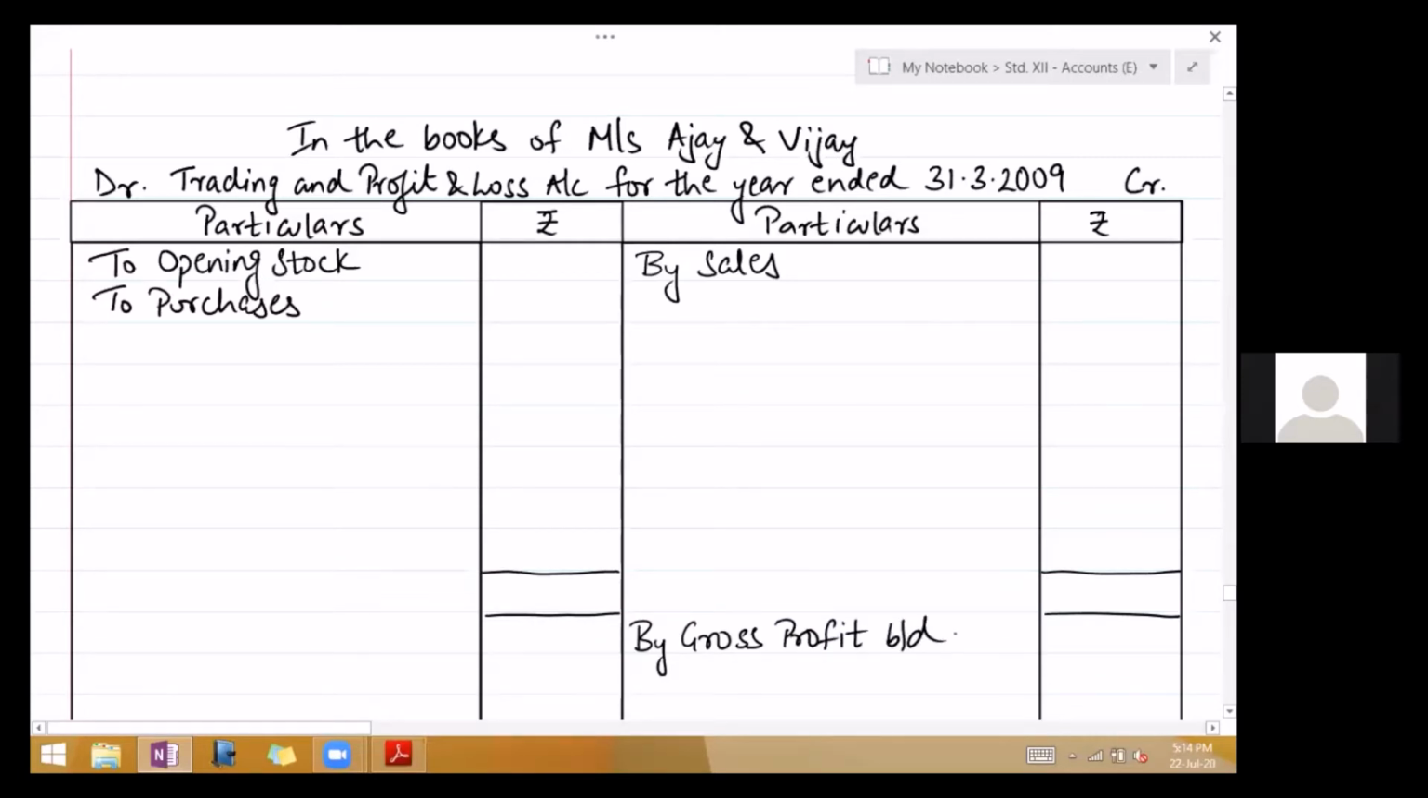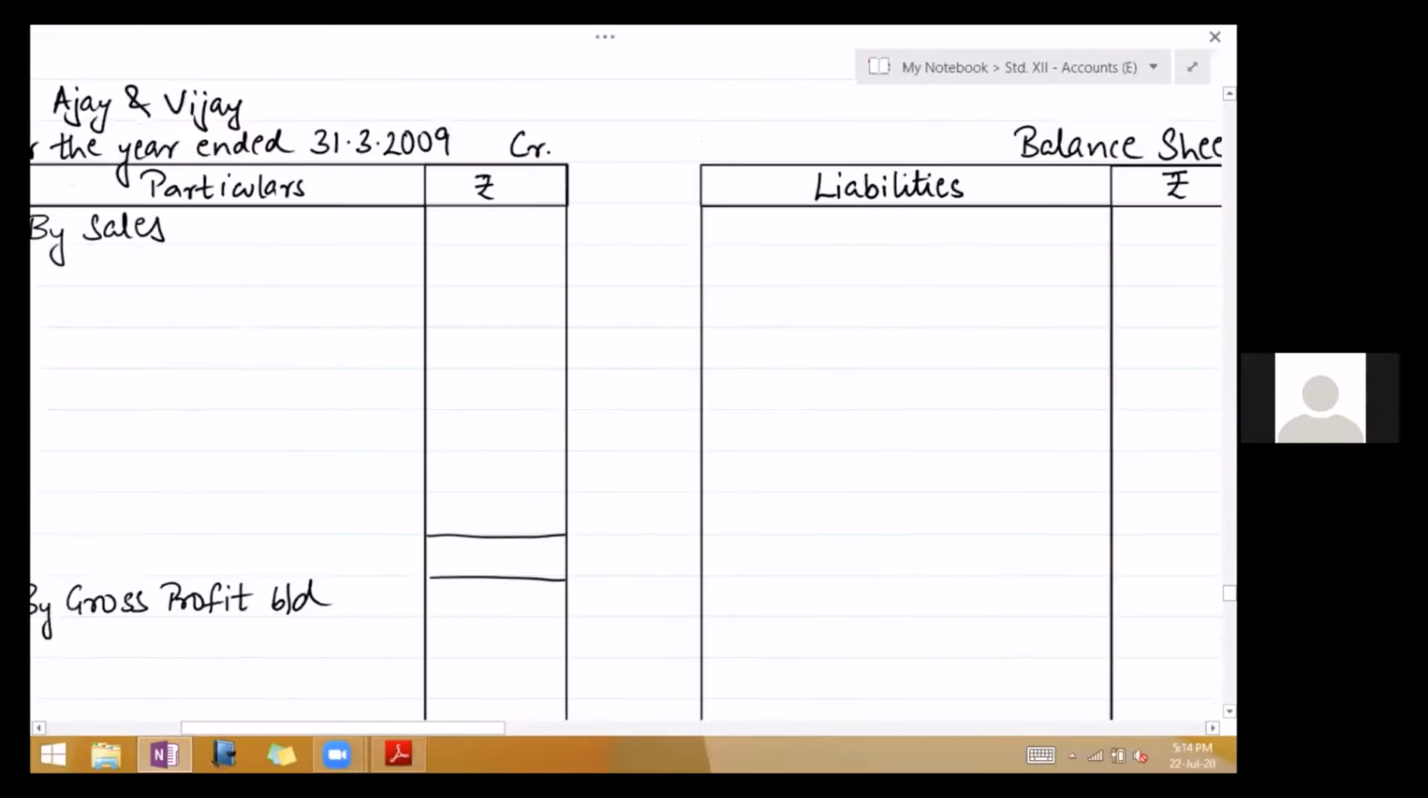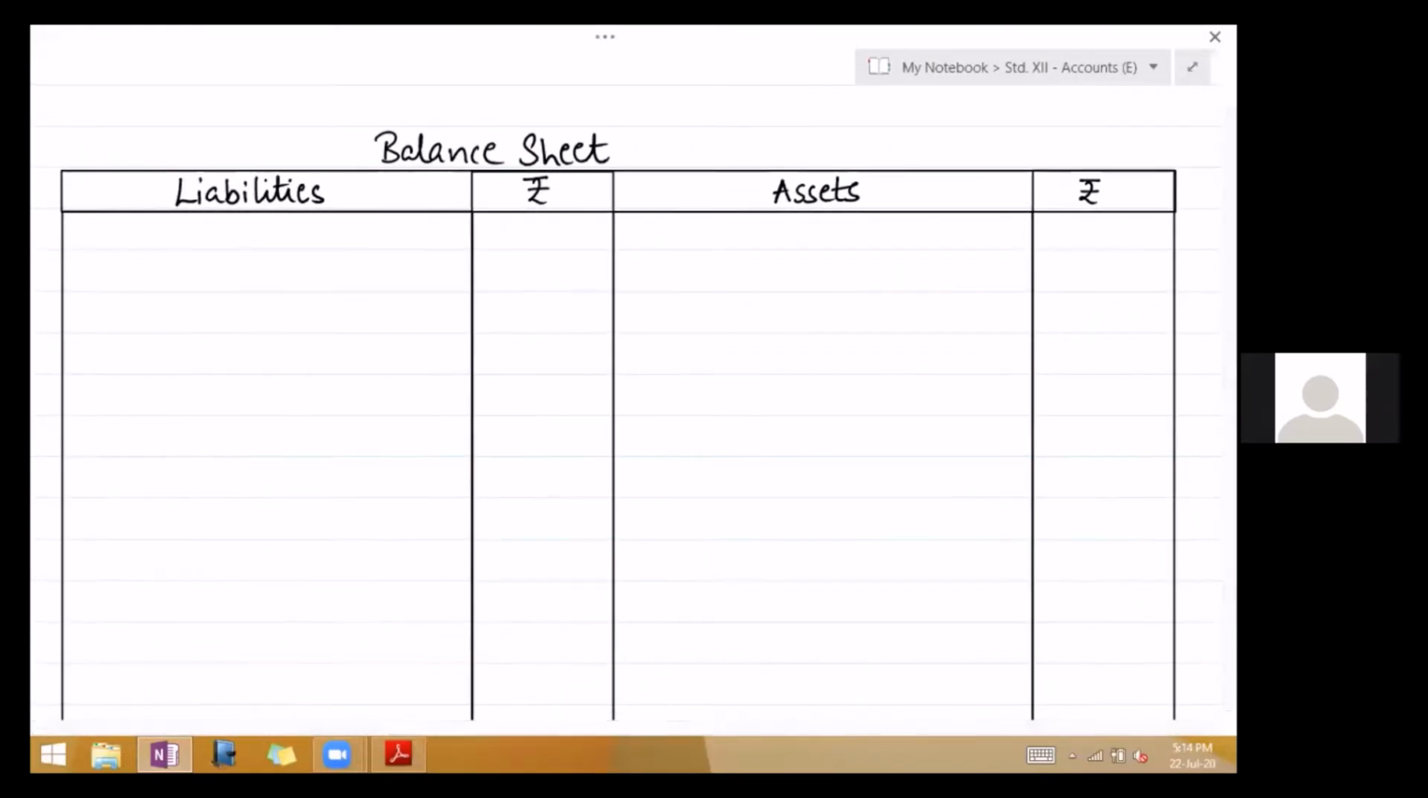On the next page, you have balance sheet as on 31st March 2009. On the liability side, capitals, Ajay, leave 3 lines and then write Vijay.